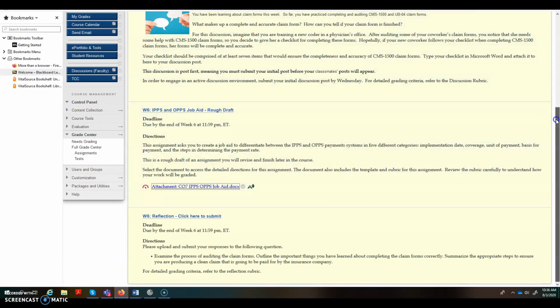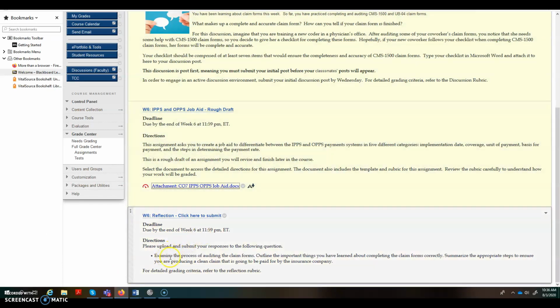And then your final thing is the reflection for this week. It's asking you to examine the process of auditing, and outline the important things that you've learned about completing the claim forms correctly. So for this, you're going to want to look at what things have to be on that claim in order for the insurance to go ahead and process the claim. Also, you want to include in here what could happen if you didn't enter an essential element that their insurance required, or think about what could happen if you entered something wrong.